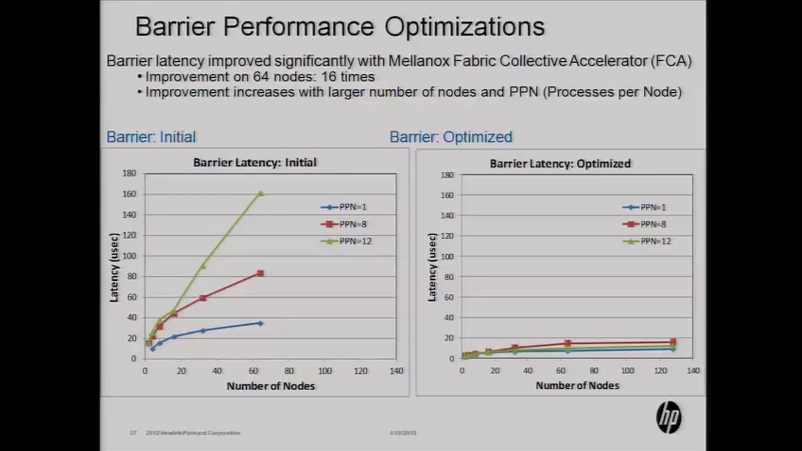Here we have everything below 20 microseconds. We have 14 microseconds, basically a PPN 1 out to 120 nodes. And you also, again, want to look for this flat scalability. As you add nodes, the barrier doesn't take any additional time.